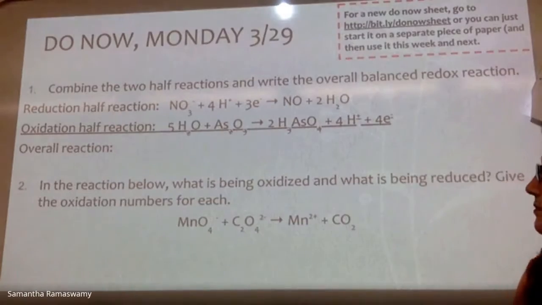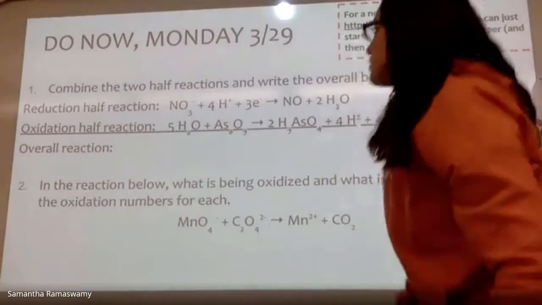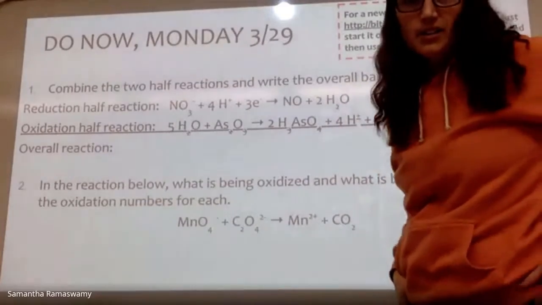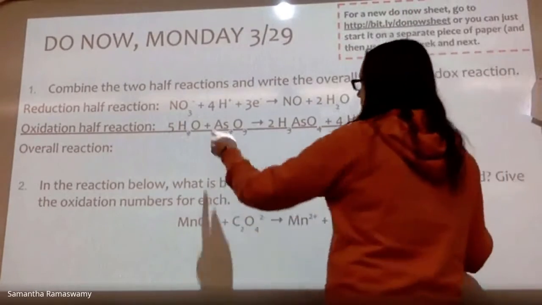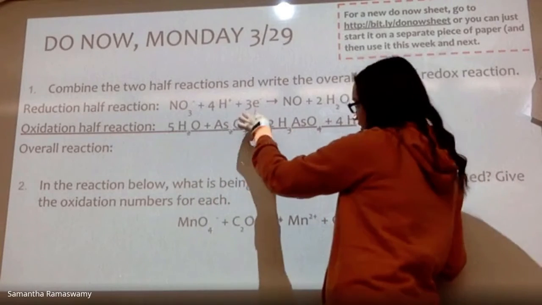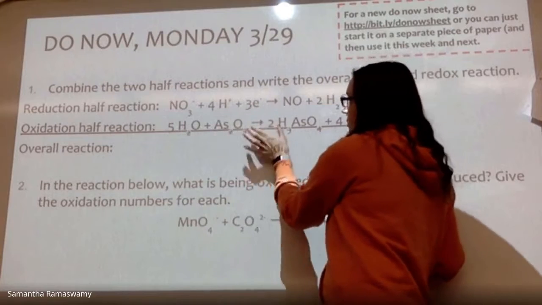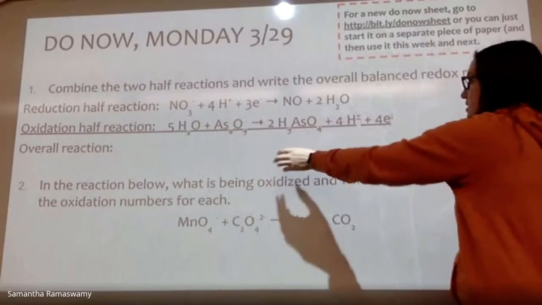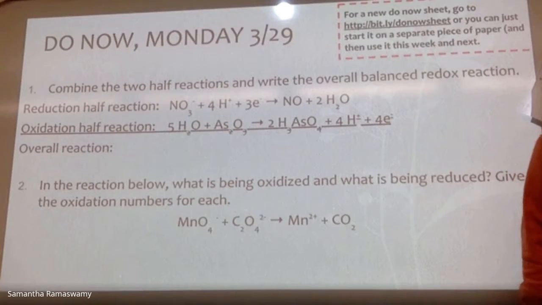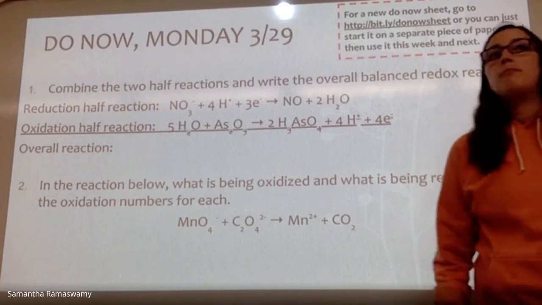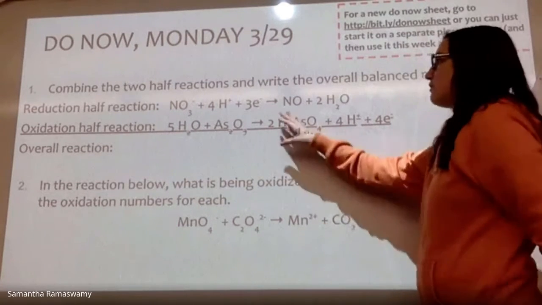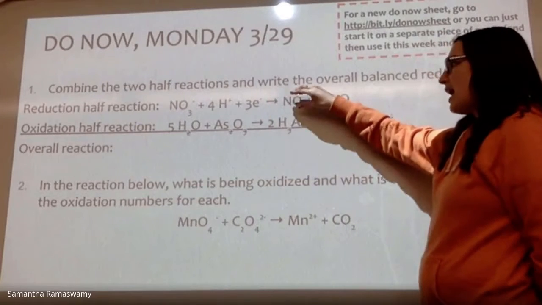So for number 1, for this one, I already actually gave you the balanced half reactions. So in this, you have the reduction half reaction, because notice how the reactants are gaining electrons. And then here we have the oxidation half reaction, because the reactants are losing the electrons. So for this, you already have the balanced half reactions. And then what you have to do is you have to figure out what do you have to do to these before you can add them up.